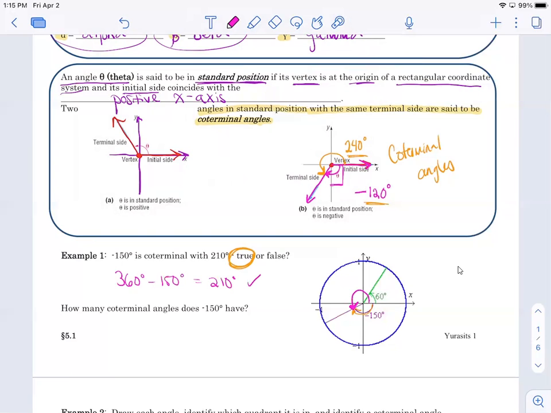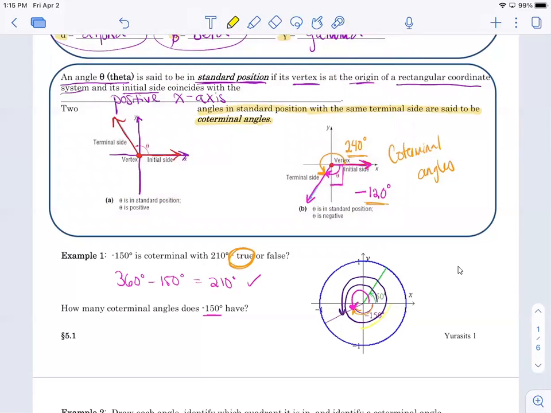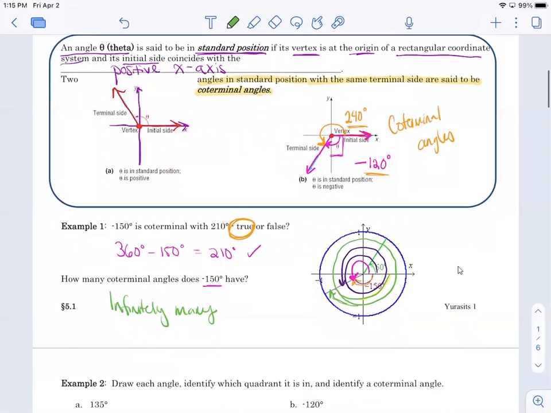Now, how many coterminal angles does negative 150 degrees have? Well, you can go around this as many times as you'd like, or I could go around this way as many times as I'd like. So you could keep going in either direction. The only thing to be coterminal is you start and end at the same place. So this is infinitely many. It would get really boring, but you could keep going around and around and around.